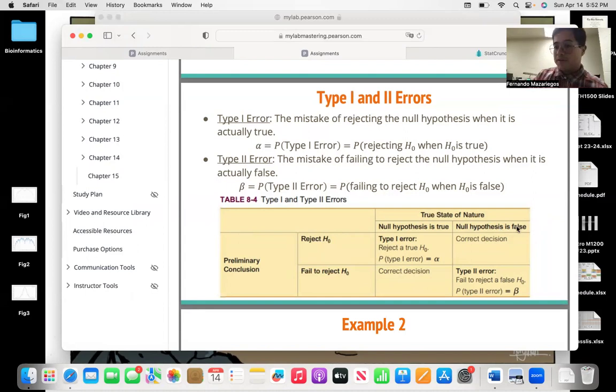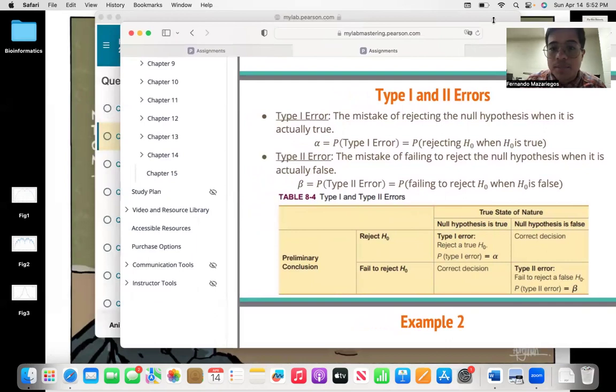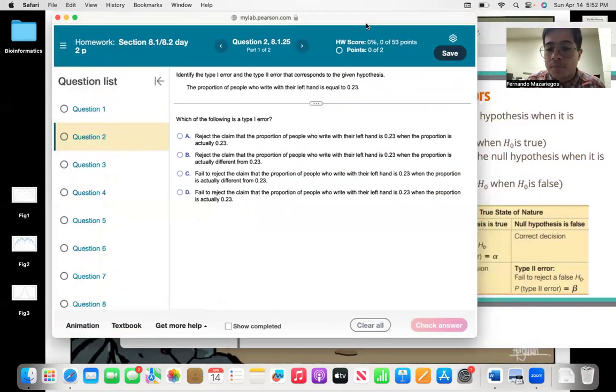So if the null hypothesis is false and we reject it, that's good. That's a correct decision. If the null hypothesis is true and we fail to reject, that is also good. That is the correct decision. But we can make an incorrect decision. So whenever we reject the null hypothesis, but the null hypothesis is true, we call that a type 1 error. And whenever the null hypothesis is false, but we fail to reject it, we call that a type 2 error. So let's use this to answer this question.